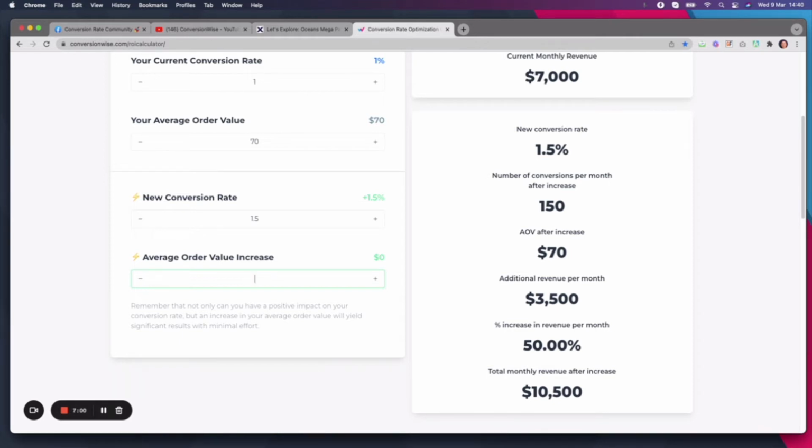Maybe you could turn it into a subscription. You might not have an upsell you want to use, but you can turn it into a subscription itself. So let's say we do an average order value increase of, let's just say, $10. Then all of a sudden, you're now getting an additional revenue of $5,000 per month. Your AOV has gone up to 80. And of course, you're getting that 71% increase in your revenue per month.